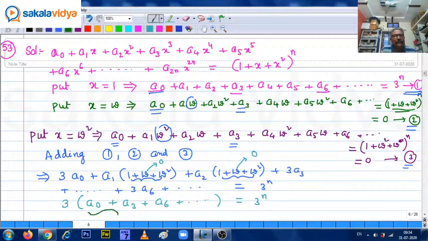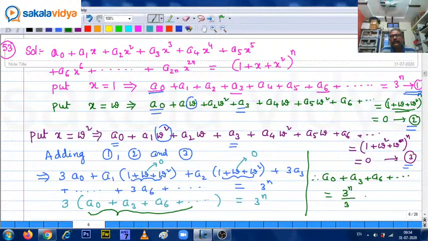We want the sum of these coefficients. So that is given by a0 plus a3 plus a6 and so on, equal to 3 raised to n upon 3. This equals 3 raised to n minus 1.